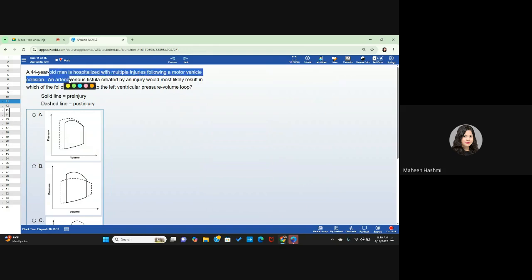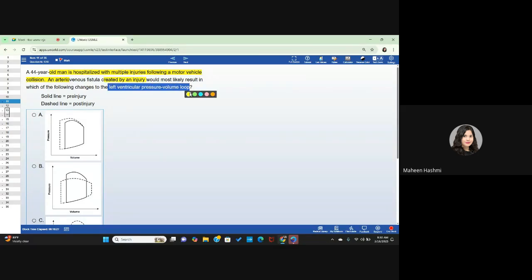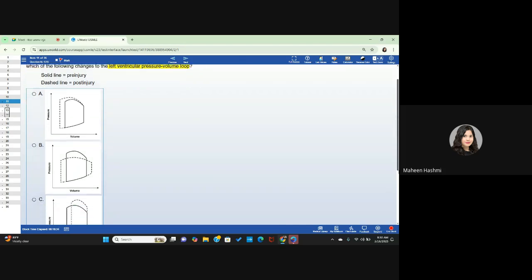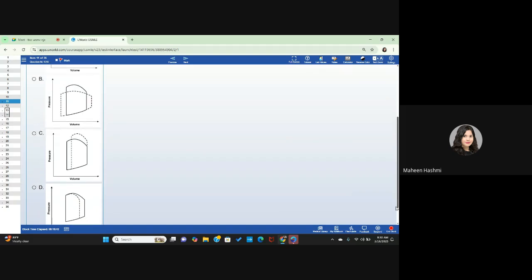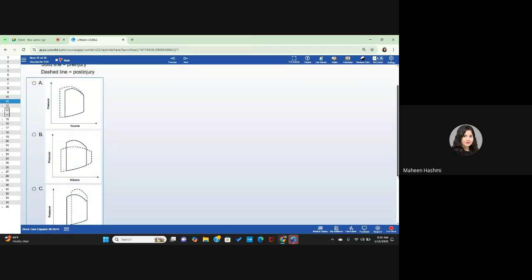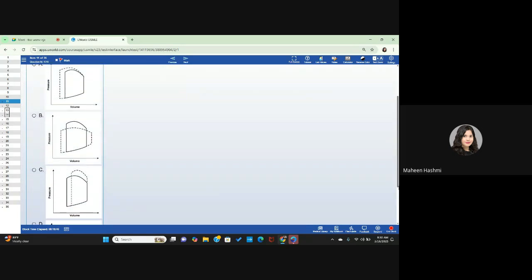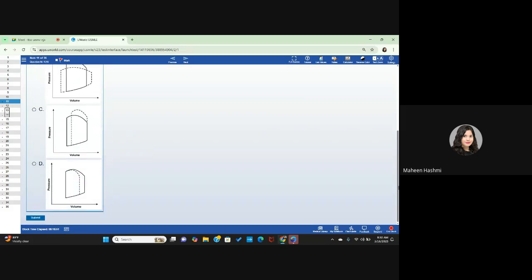A 44-year-old man is hospitalized with multiple injuries following a motor vehicle collision. An AV fistula created by an injury would most likely result in which of the following changes? Very easy. Come on, guys. What will the AV fistula do? It will increase everything automatically. So what's going to happen? Is it A, B, C, or D? What will be the answer?